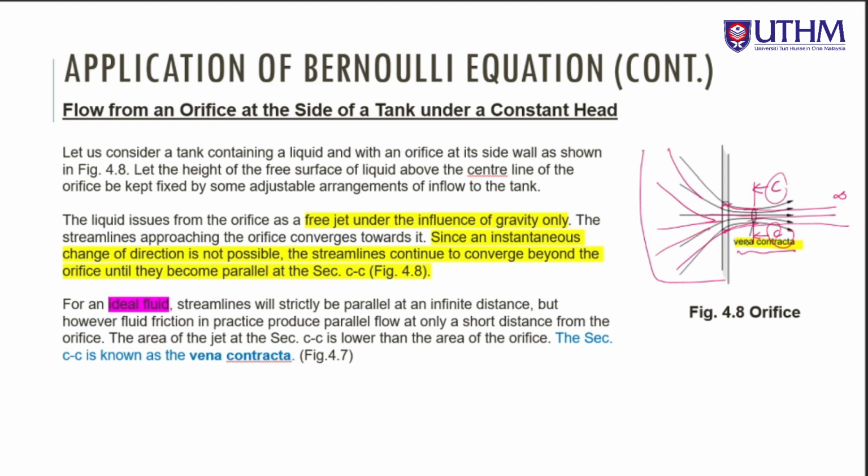So kita fikir under the influence of gravity, confirm lah dia akan jatuh ke bawah. So dia hanya akan ada sampai satu area sahaja yang mana dia akan jadi parallel, and the area of the jet at section CC is lower than the area of the orifice. Kalau kita tengok sini kan, sekejap saya padam balik. Area sini, area at this CC section and also area at the orifice is different. Dia mesti, this one is much lower than this one. Okay, and this one again, it is called a vena contracta.